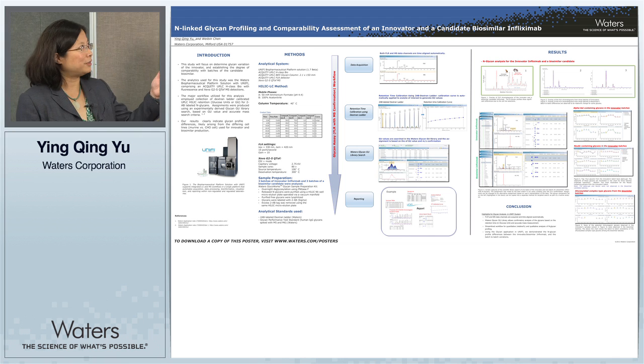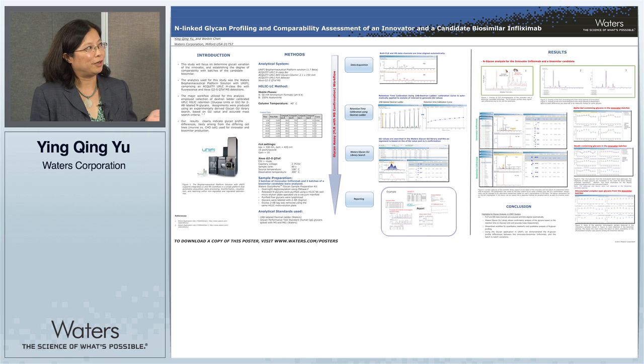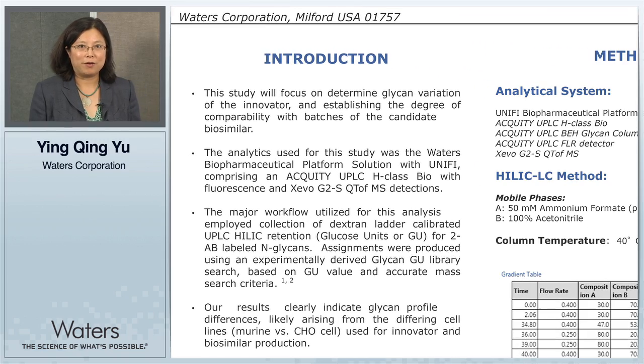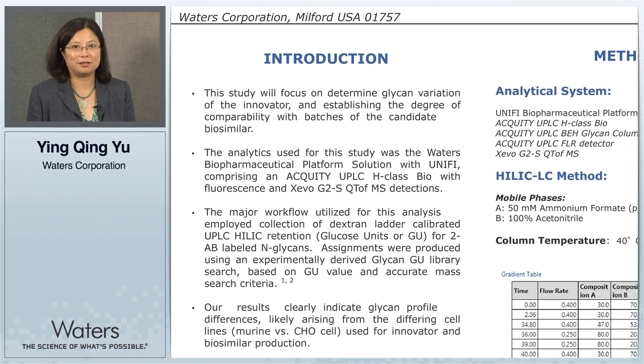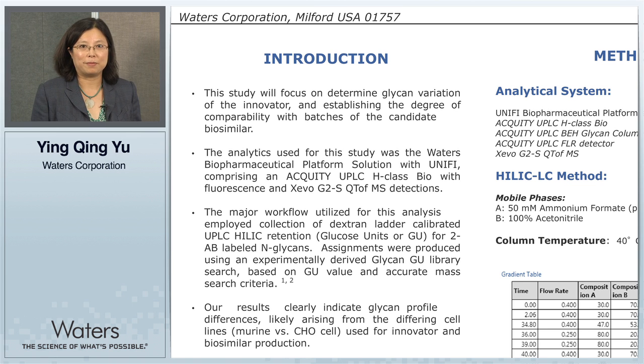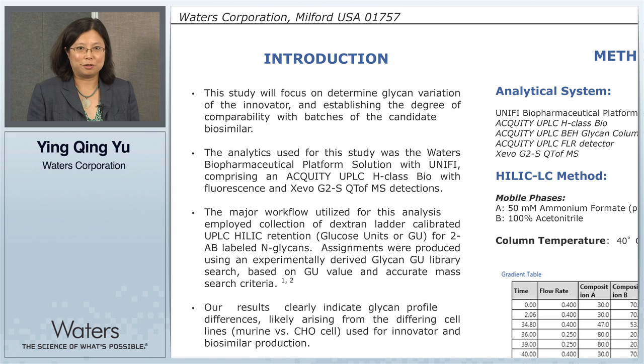Today I will talk about this poster titled N-linked Glycan Profile and a Comparability Assessment of an Innovator and a Candidate Biosimilar Infliximab. Infliximab is a very well-known biotherapeutic drug under the treatment name of Remicade. Since it was launched as a product in 1990, it has had great commercial success. Therefore, it made Infliximab a popular target for creating a biosimilar candidate drug. Just recently, EMA has approved a biosimilar Infliximab under the trade name of Inflectra from Hospira.